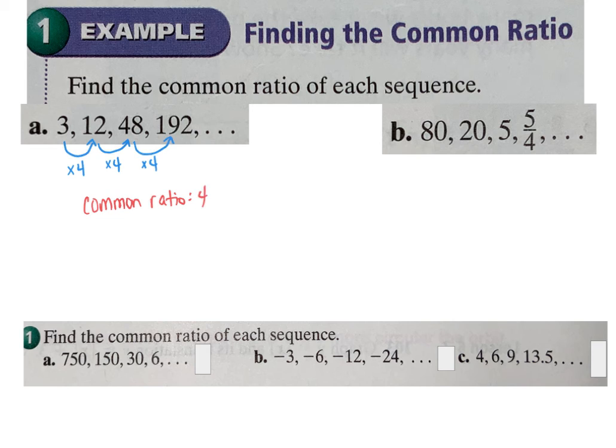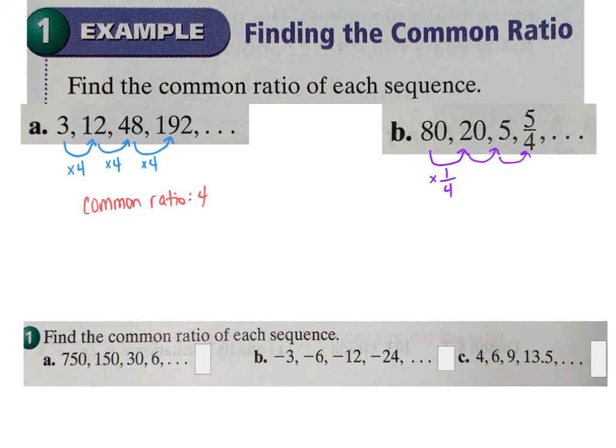Let's look at the next one. For the next one, we're going from 80 to 20 to 5 and to 5/4. What are we doing here? We're dividing by 4. The way you would write that is you are multiplying by 1/4. If I multiply by 1/4, that is the same thing as dividing by 4.